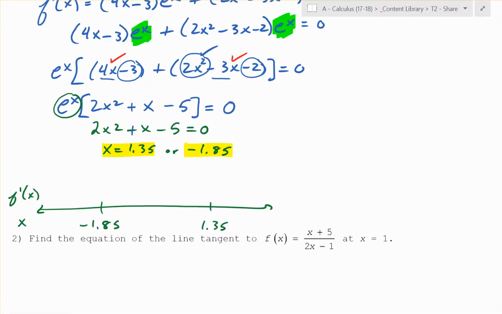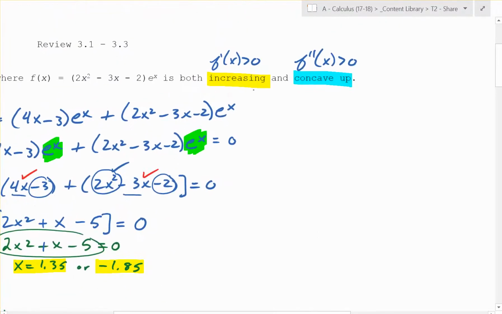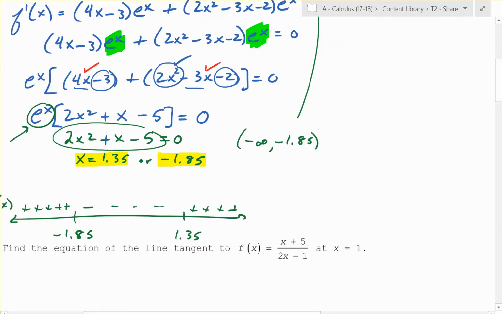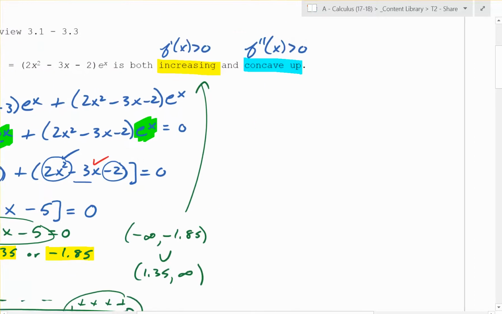And then you're doing a sign diagram for the first derivative. And you really can just look at this because e to the x is always going to be positive. So it's actually going to be positive here, and negative here, and positive here. So what does that tell us? Well, we can answer the first question here, which is where is it increasing? It's increasing when x goes from negative infinity to negative 1.85. That's this section right there. And then it's also increasing there, so union 1.35 to infinity. So that's the first half. We figured out where it's increasing.